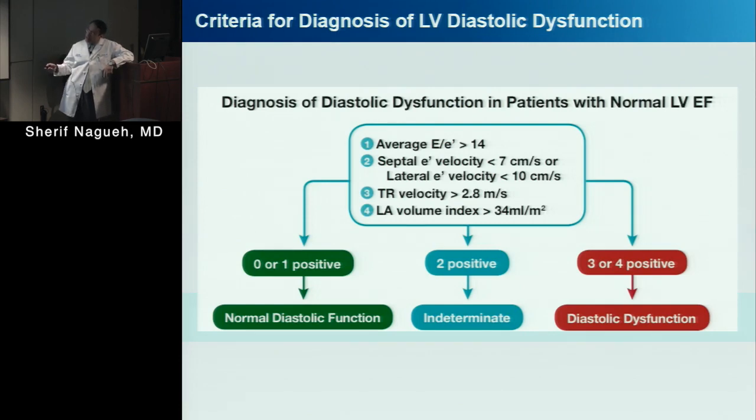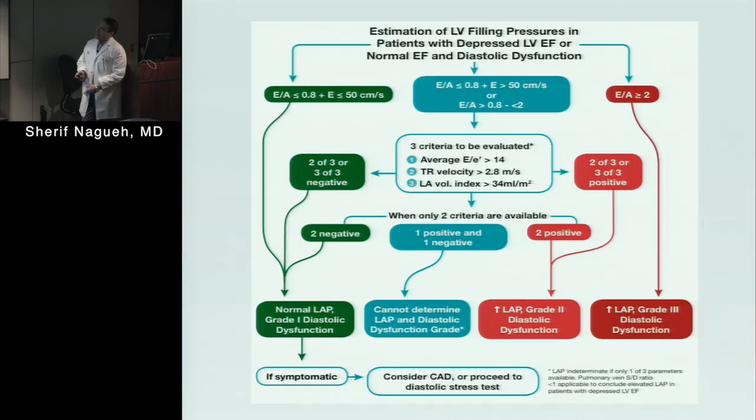And I'll tell you later on something recently published that validates this approach. Okay, so now if we've decided that the person has diastolic dysfunction, we go on to this algorithm. So this is a second step, not a first step. And we look at their mitral inflow at first.